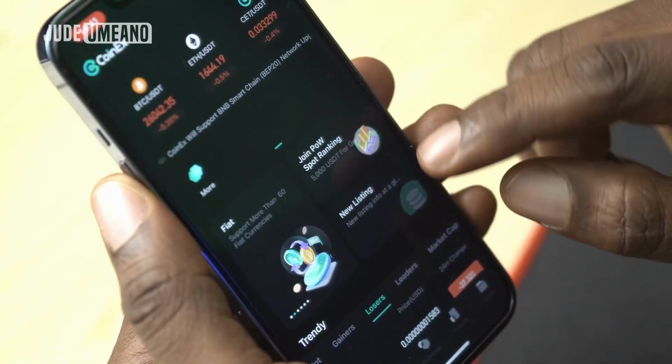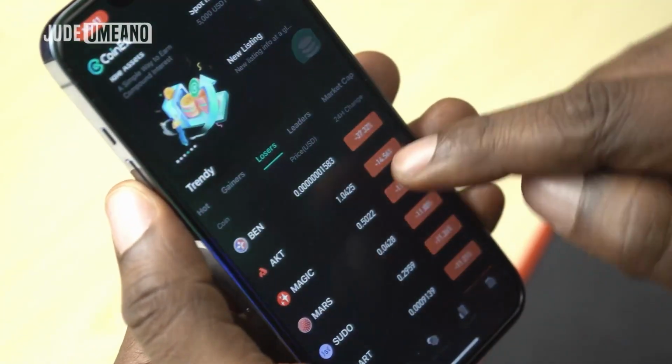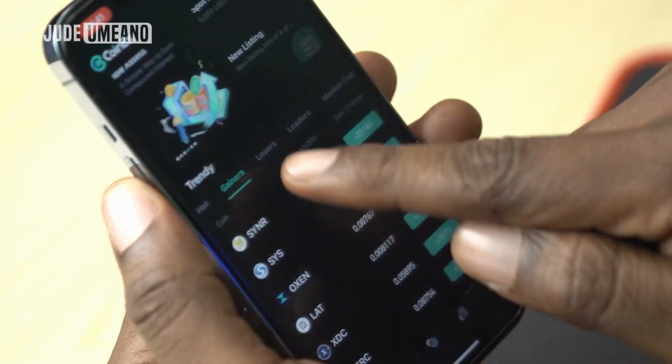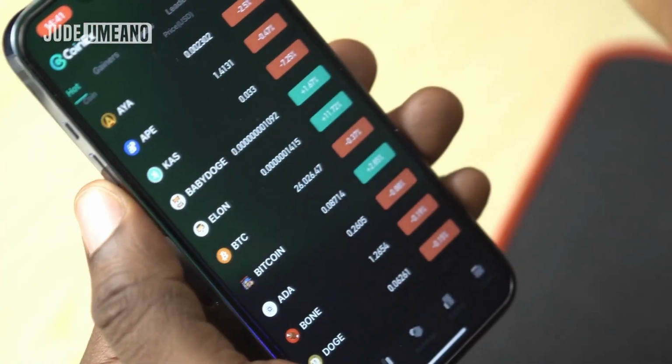Other things you see here is what is hot, the news section, the trending coins, where we have the top gainers and the top losers, and what is hot. So this is the home section.